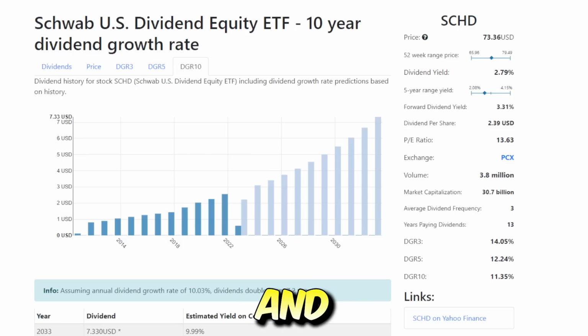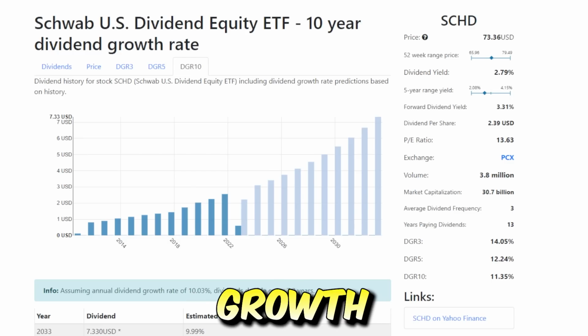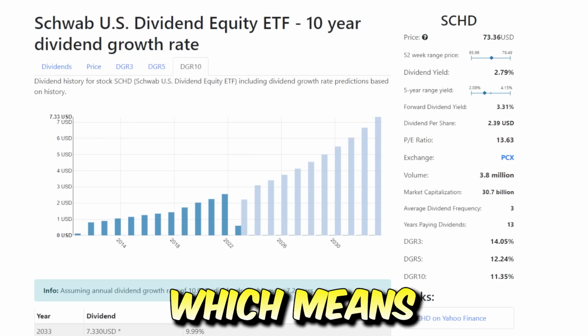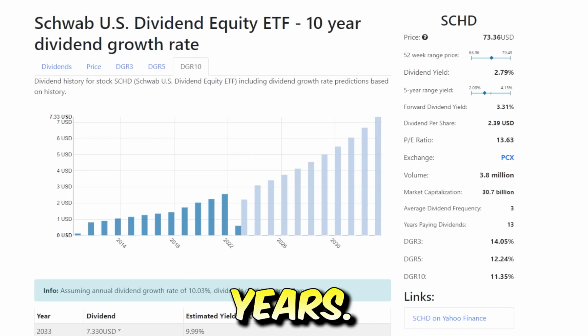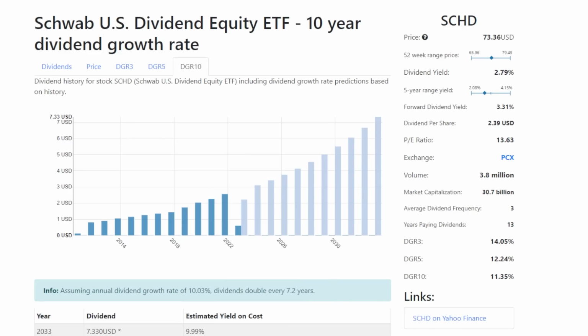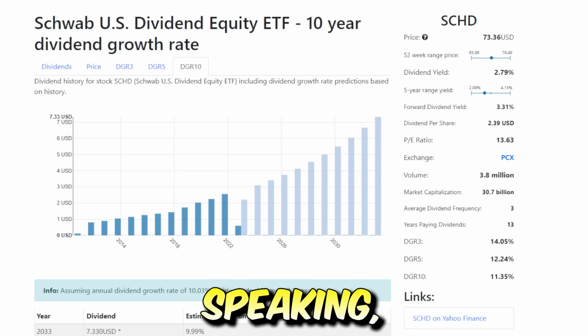And what's super interesting is that if we were to assume an annual dividend growth rate for SCHD of 10.03%, which means the dividend would double every 7.2 years. And again, this is all just an estimation. But if you look at SCHD's dividend growth rate over the long term, this ETF has been growing the dividend extremely fast, relatively speaking, of course.